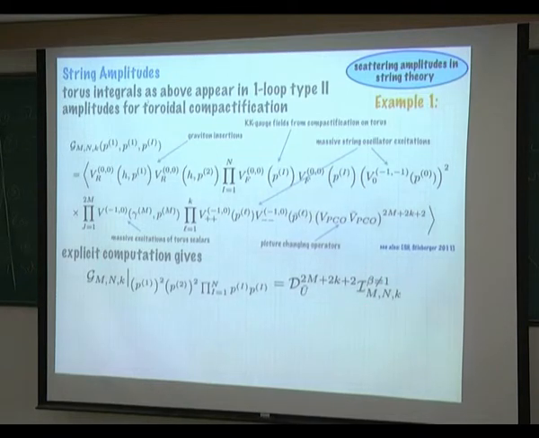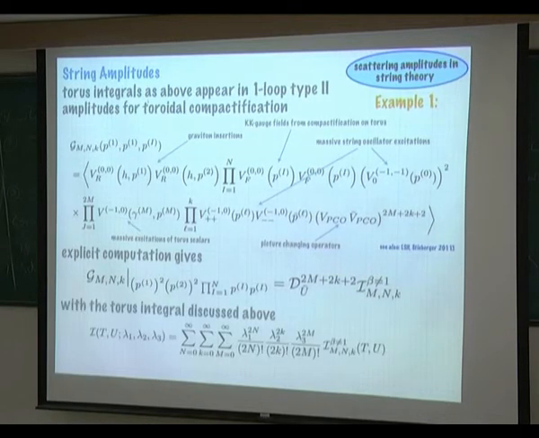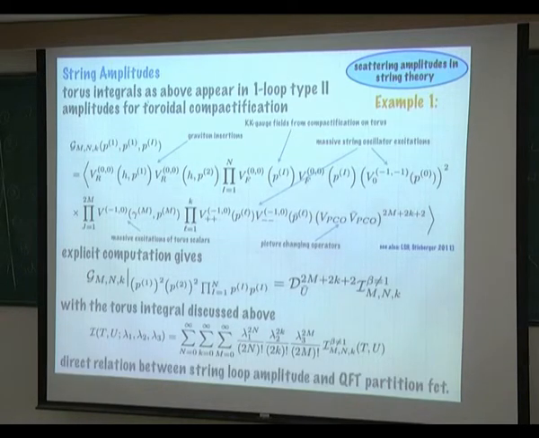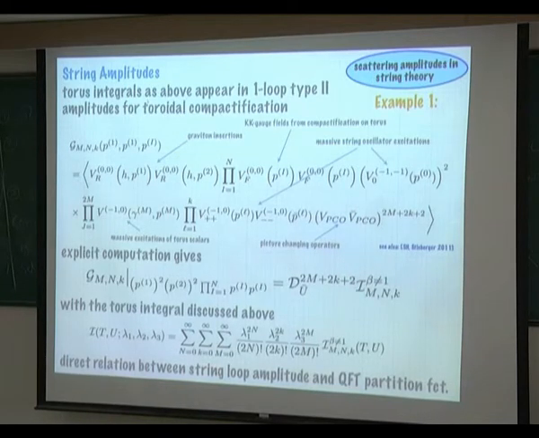So indeed, I have a string scattering amplitude which exactly relates to the torus integral which reproduced the gauge theory partition function. So I indeed get a very direct relation between string loop amplitudes and QFT partition functions.